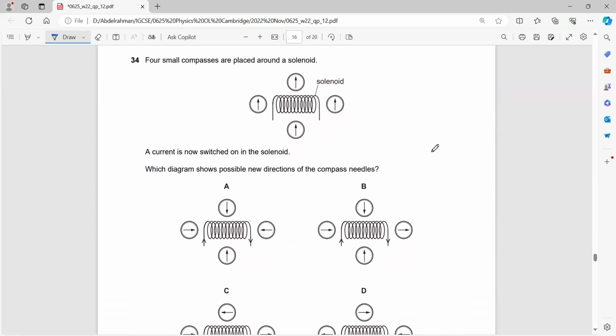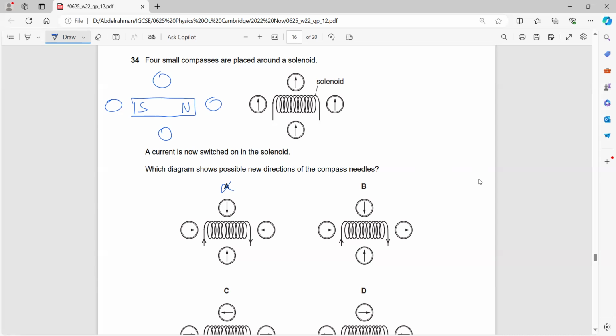4 small compasses are placed around the solenoid. Current is now switched on in the solenoid. This solenoid will now act as a magnet. For example, it would have north and south poles. We know for a fact that when you have compasses around the north and south poles of the magnet, 2 of them will face one direction and the other two will face the opposite direction. For example, two of them will face to the left, and the other two will be to the right.